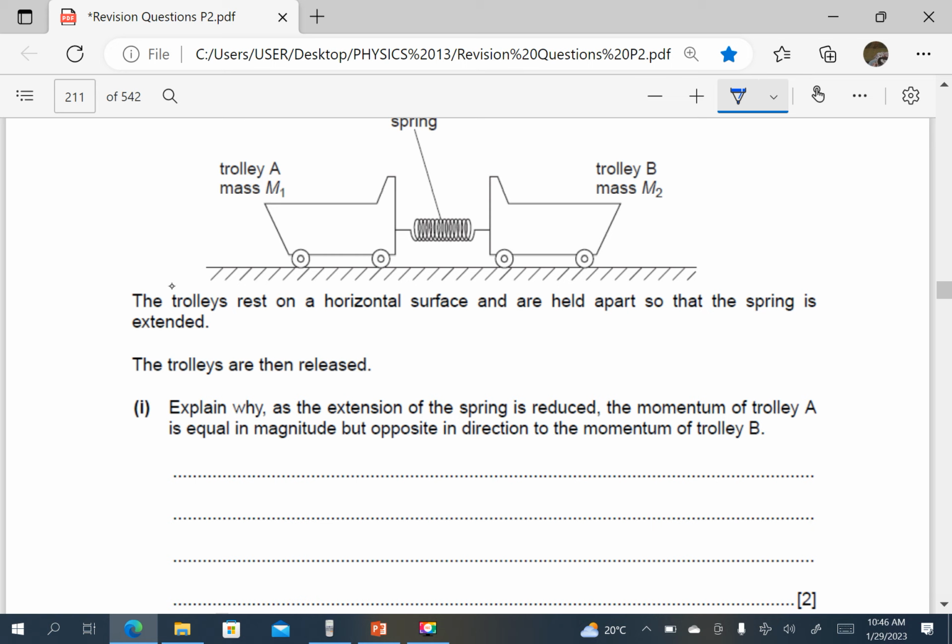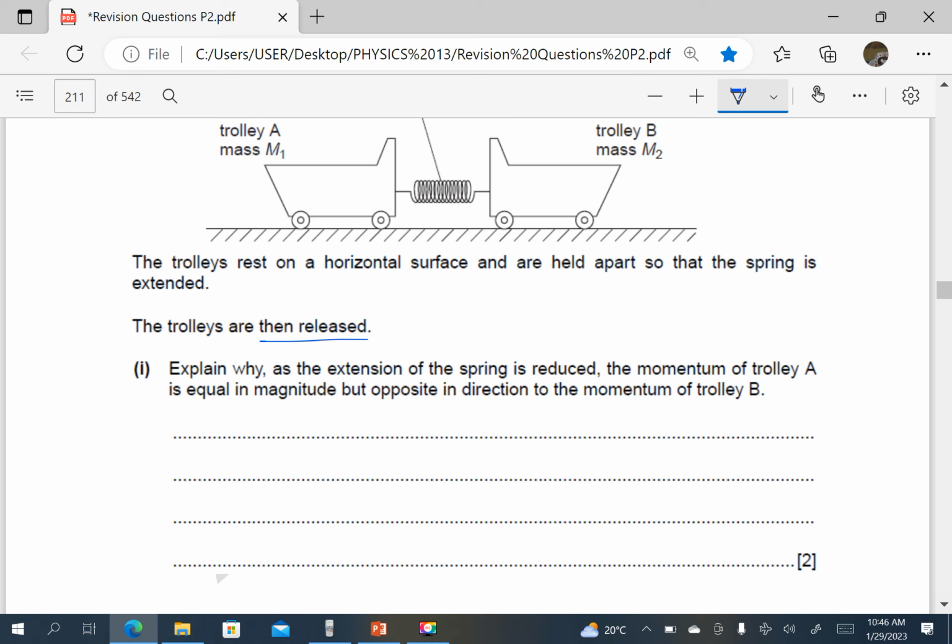So because they were released, it means the initial momentum was zero. They were at rest. Therefore, even after release, they must move in opposite directions so that total momentum is still zero. So they are saying the momentum of trolley A is equal in magnitude but opposite in direction to the momentum of trolley B. So one, we can say total momentum before release is zero.